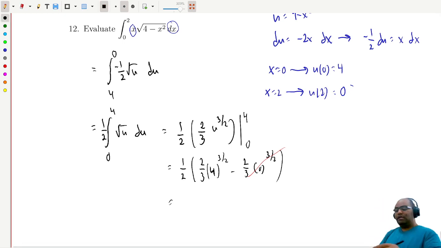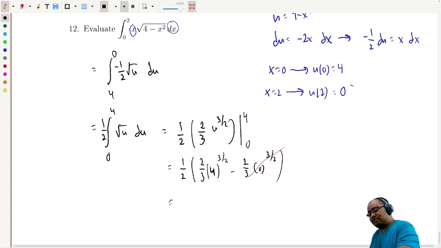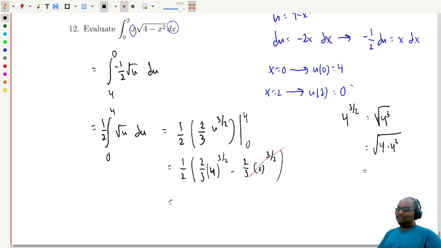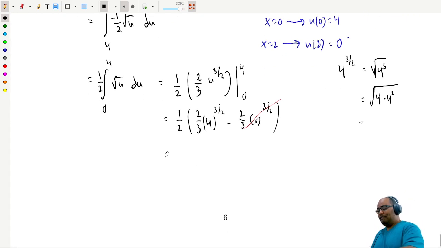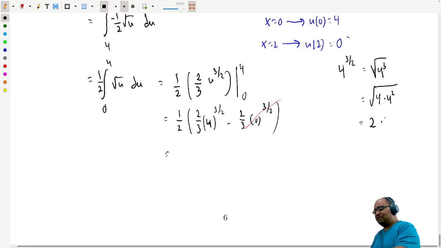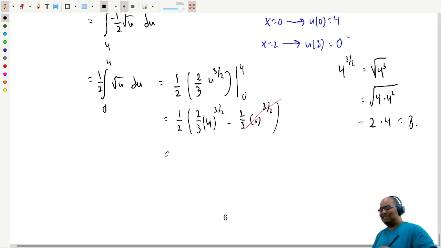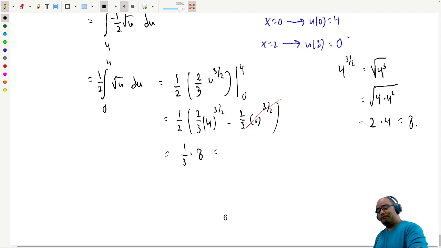That's good for us. Now 4 to the 3 over 2. I'm going to write that off to the side here. Remember that's going to be the square root of 4 cubed. But that's the square root of 4 times 4 squared, because square root is multiplicative. And now what happens here? Well, square root of 4 is 2, and square root of 4 squared is 4. That's just 8. So take a look at what I got here: 1/2 times 2/3 is 1/3, times 8, because 4 to the 3/2 is 8. You can check that on your calculator. So this number I get here is just 8 over 3, and that's it.